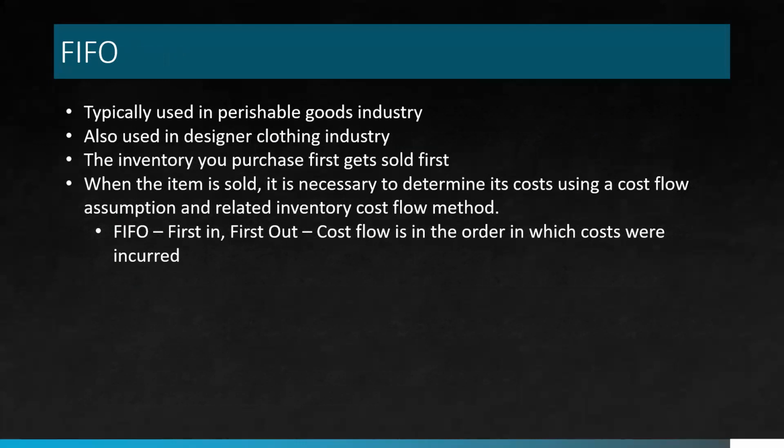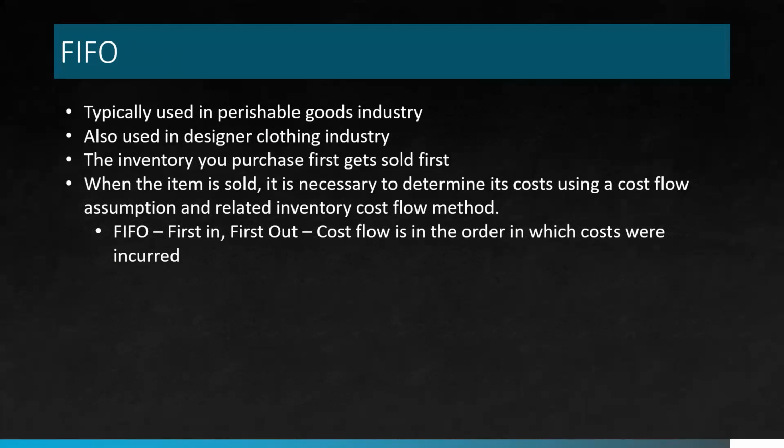And FIFO is typically used in the perishable goods industry and the designer clothing industry, right? So for example, if I sell seafood, the first seafood that I buy, I want to make sure that that's the first that I sell. And in designer clothing, the same would hold true, because if I purchased inventory later on, that already may be out of style. So it may make it more difficult for me to sell the last items that I've purchased.